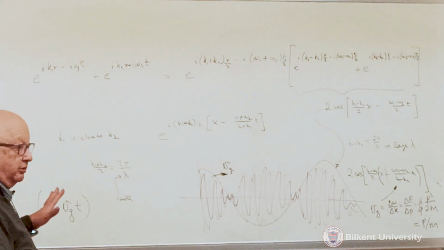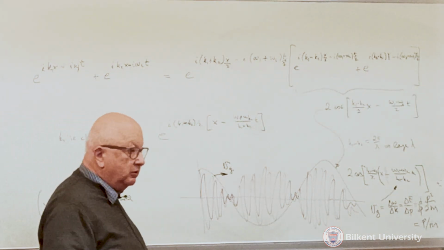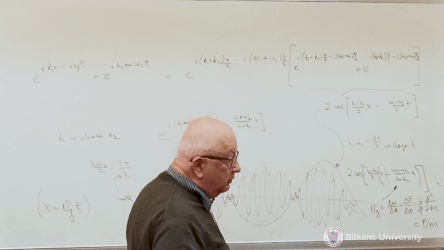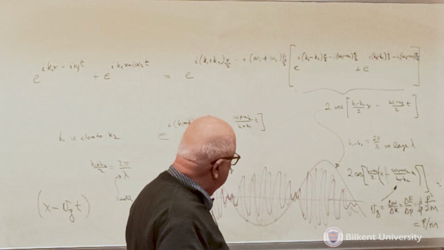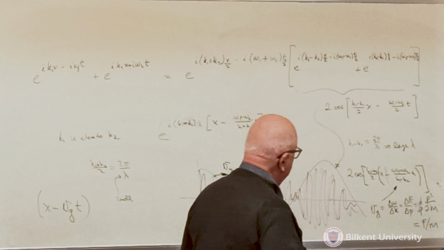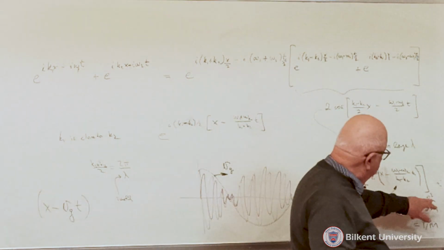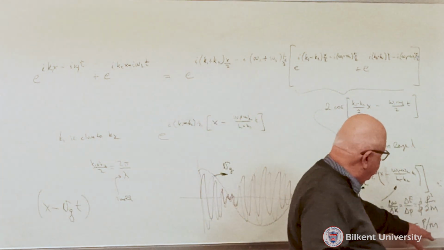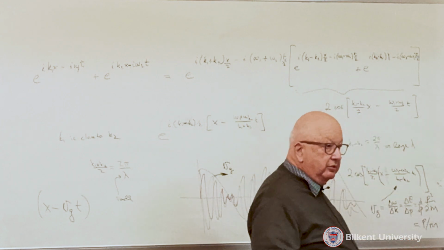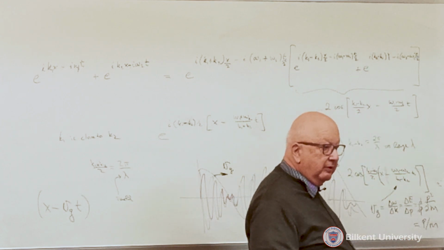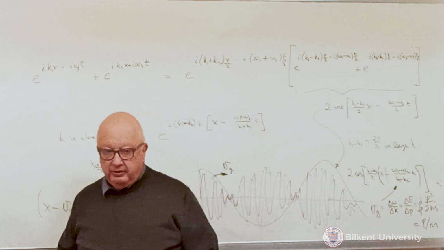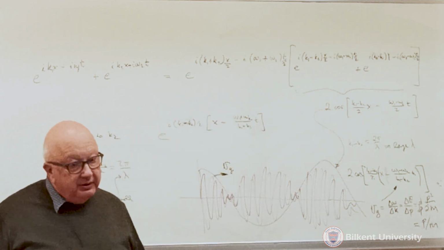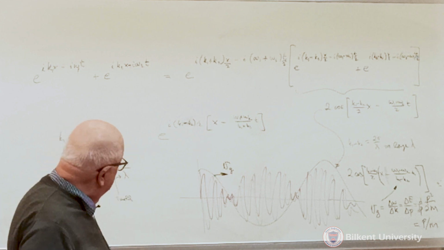By the way, I couldn't understand why v group is equal to p divided by m. Well, it's the derivative of p squared over 2m with respect to p. So you get p over m. Ah, okay, I see. It's just the derivative of energy with respect to p, yes.